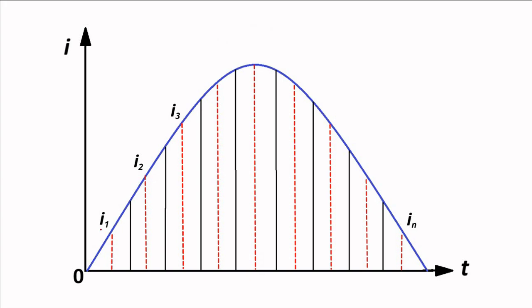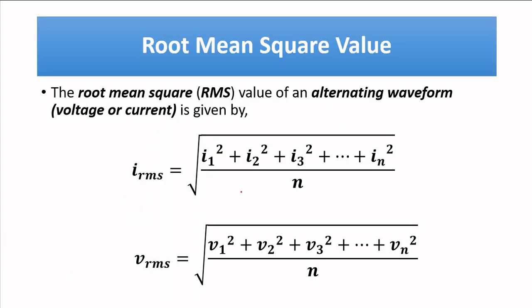Then we determine the mid-ordinate values I1, I2, I3 up to In, depending upon the number of mid-ordinates. Similarly, for voltage we will get the values V1, V2, V3 up to Vn, and then we calculate the RMS value, which is given by the square root of (I1 square plus I2 square plus I3 square plus up to In square) by n. That is the root of the mean of the mid-ordinate values squared. Similarly, Vrms is equal to the square root of (V1 square plus V2 square plus V3 square plus Vn square) by n. Here we have the square root, and here the average or mean of the squares. That's why this value is called the root mean square value or RMS value.